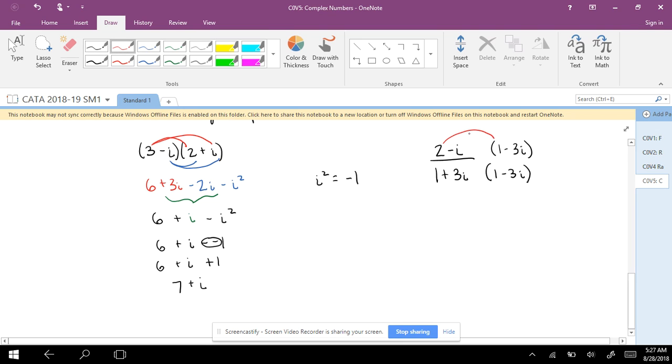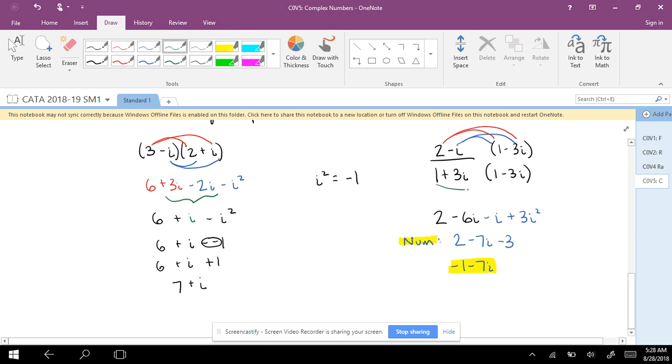So my numerator, I'm going to distribute here. That gives me 2 minus 6i. I'm going to distribute my negative i here, so that gives me a minus i plus a 3i squared. My numerator is going to simplify to 2 minus 7i minus 3, which becomes negative 1 minus 7i. So that right there is my numerator.